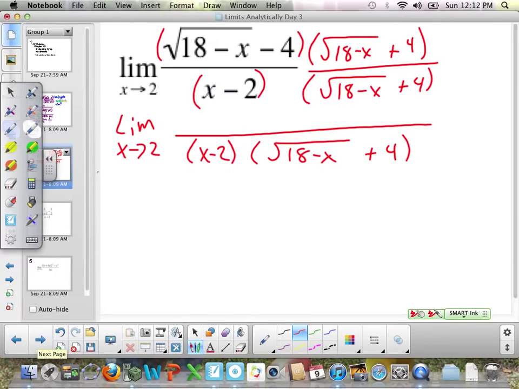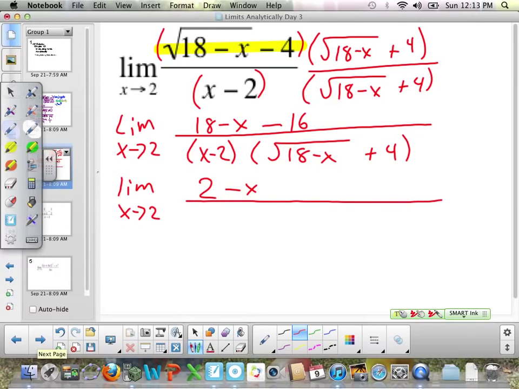And then the top, we'll square that. We square the first terms. We get 18 minus x. We square the last term. We get 16. When we clean that up, the limit as x approaches 2, we got 18 minus 6 is 2 minus x over x minus 2, the square root of 18 minus x plus 4.